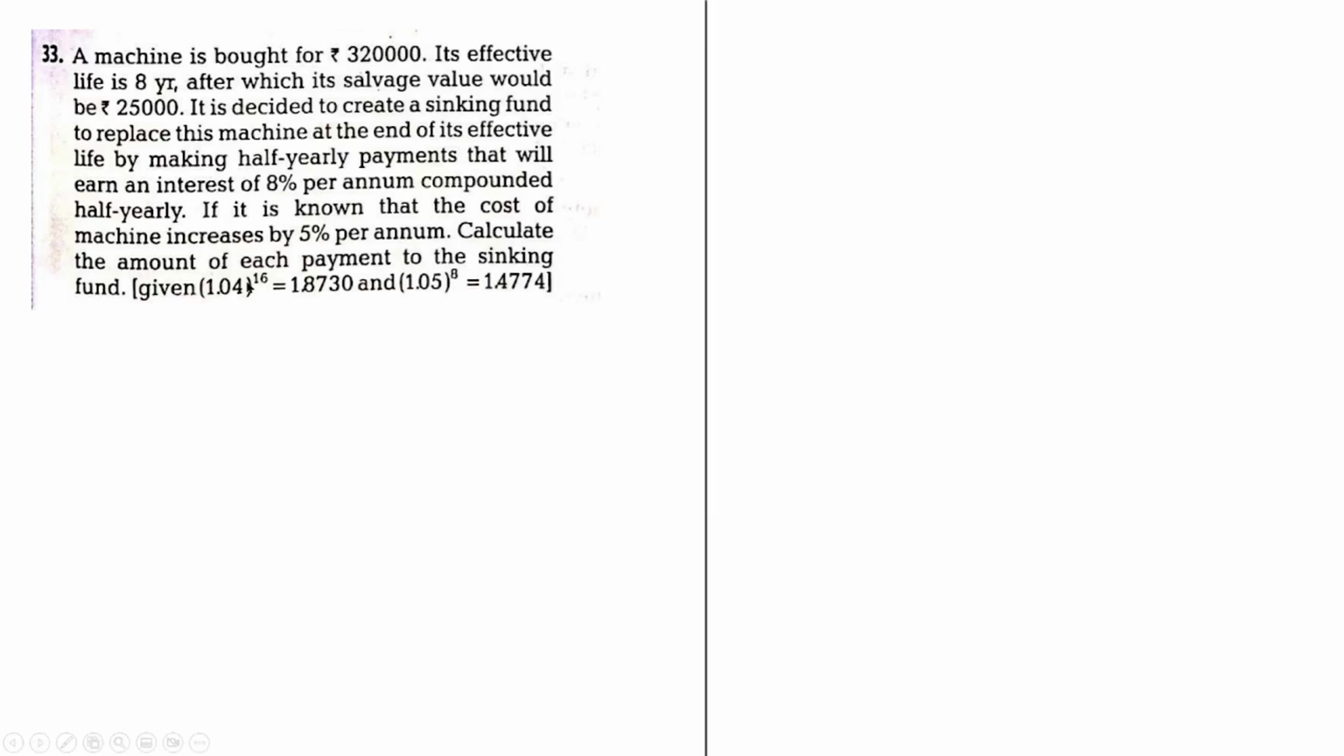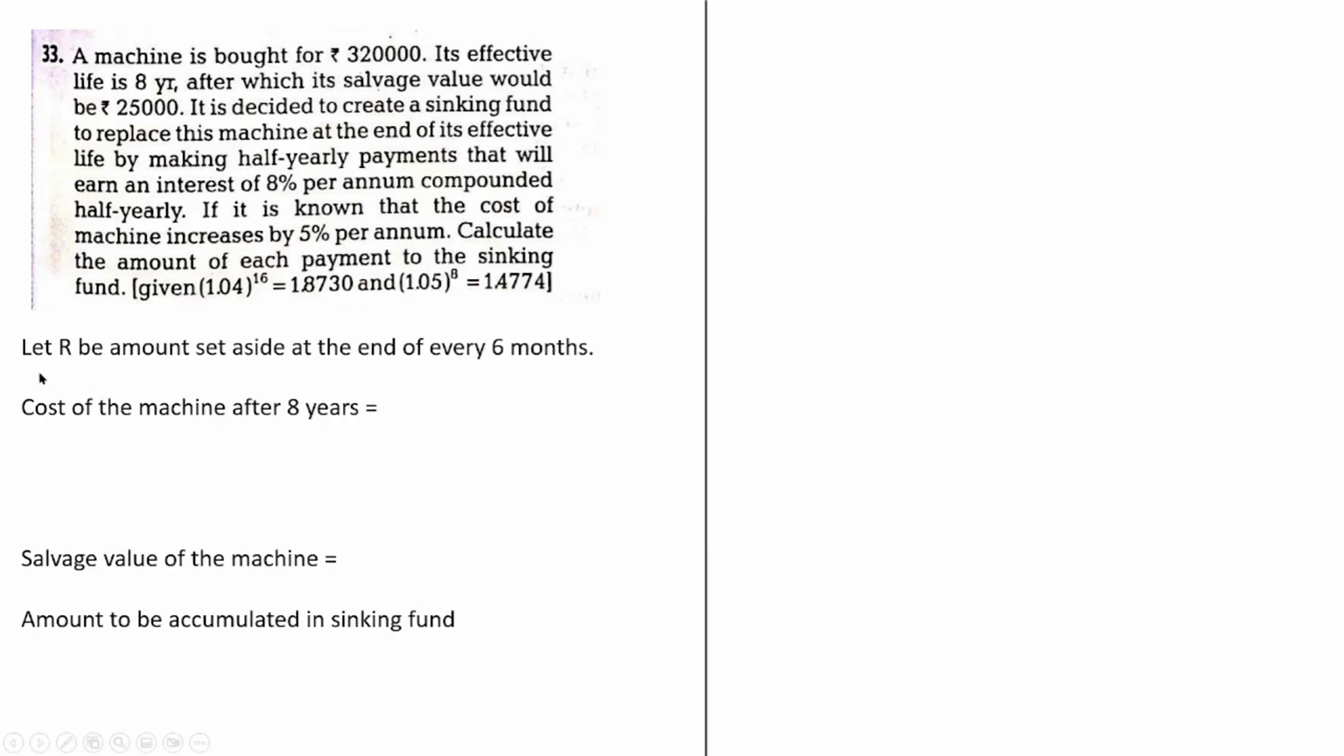So here first let us find the cost of the machine at the end of 8 years. Then from that if we subtract the salvage value, that will give us the amount to be accumulated in the sinking fund. Based on that amount we can find the size of each half yearly payment. So let R be the amount set aside at the end of every 6 months. And now let us find the cost of machine after 8 years.